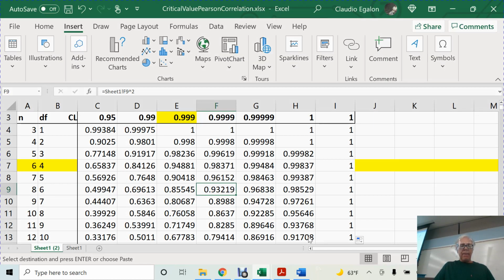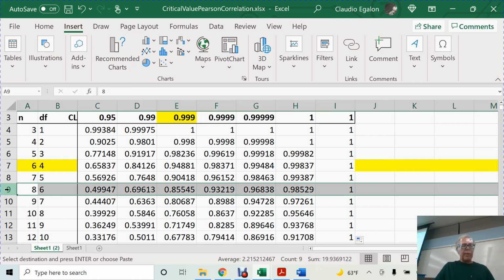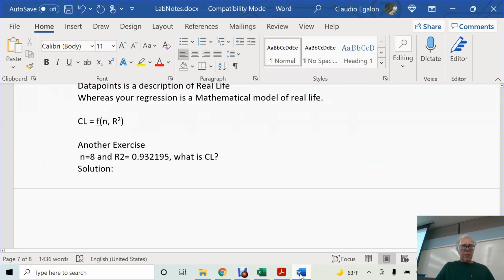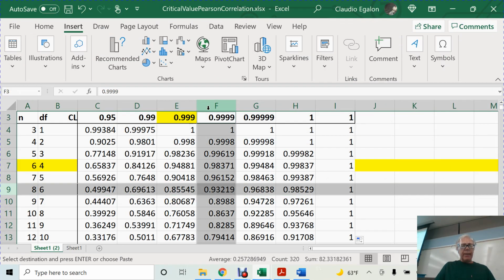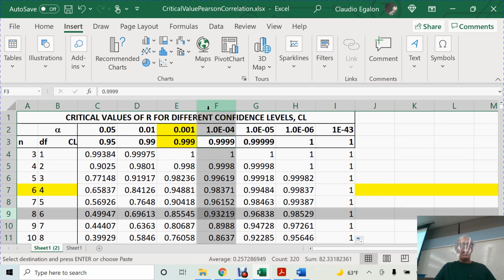Okay, so here you go, n equal to 8, right in here. Okay, and 0.9321. Here you go. 0.9321. What's your CL? Do you see what your CL is? Here you go. Right in here.